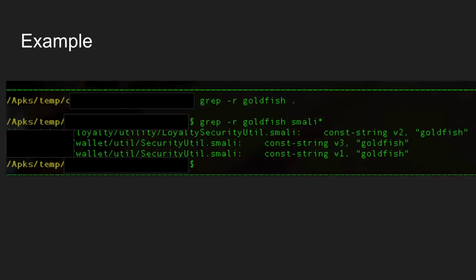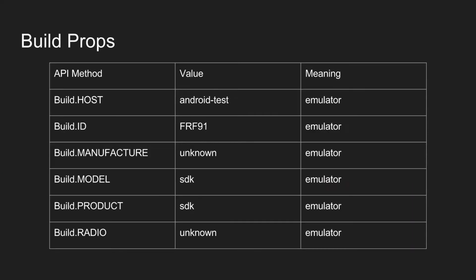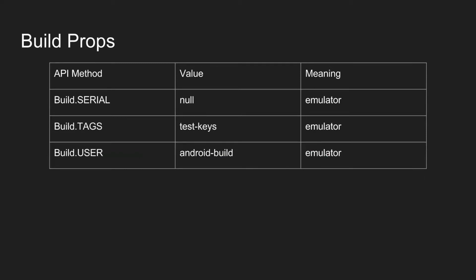So here's what we do. We grep for goldfish, and I can see on the left here the wallet/util security utils.smali file. Then I can go to that place in the code and modify it as needed. Another thing they'll look for in build.prop is information such as your model, product, radio, etc. And don't worry, I'll show you how to get around all these in a little bit.